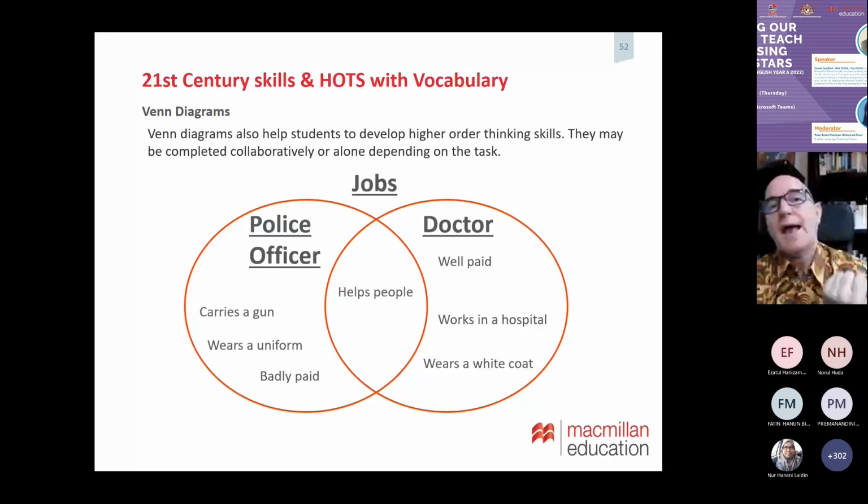So we might have a gardener and a farmer, for example. So we would come up with different ways of how a gardener works with plants, a farmer works with animals, but they both work outside. So we get the students to create their own Venn diagrams using the vocabulary topic. Now, the vocabulary topic is jobs. Think about it. If you think of countries, you could use it for that. You could use it for so many different topics.